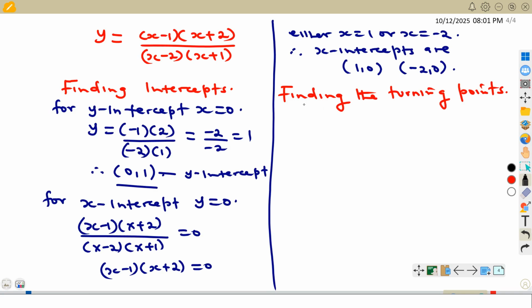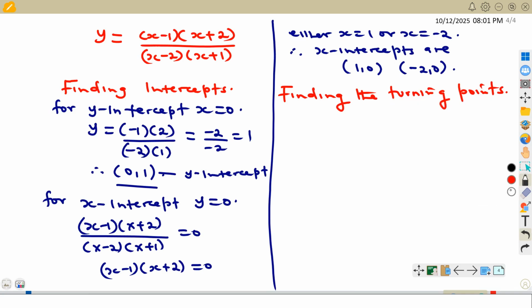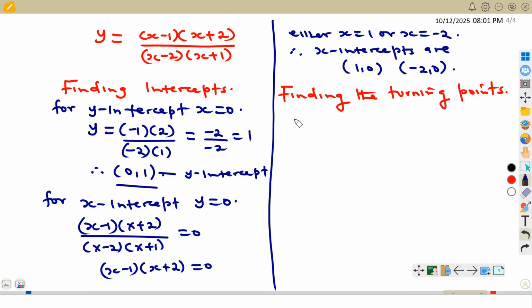So majorly we shall need to get dy/dx, but before that, let us simplify this expression for y. Simplifying, this would be x squared, then x times 2, that would be 2x, then minus x, that would be plus x, then minus 2, divided by x squared, x, then minus 2x, that will be minus x, then again minus 2. So that is basically what we shall have.